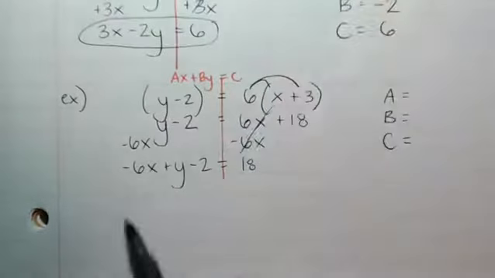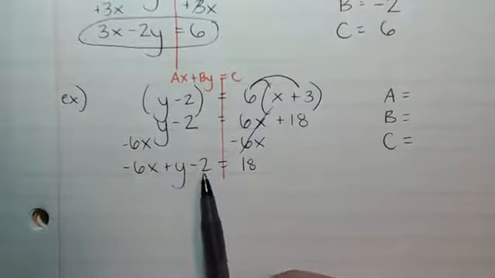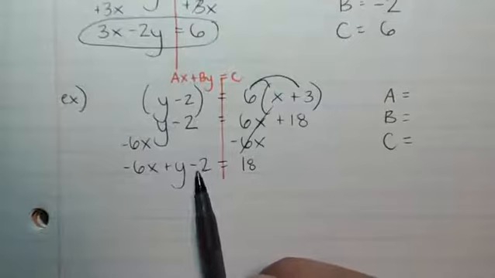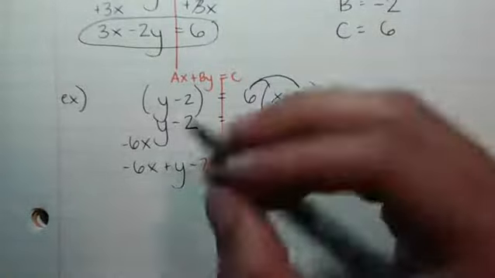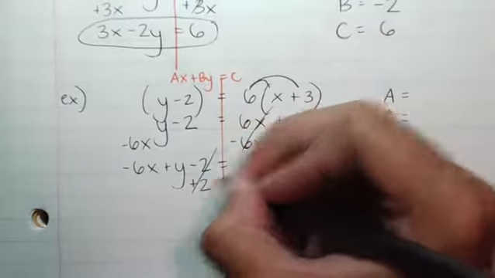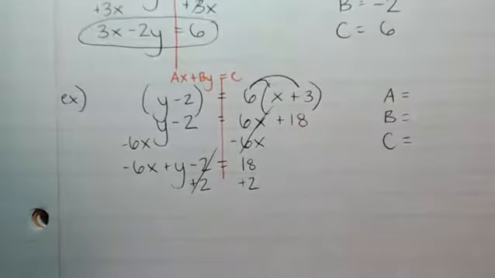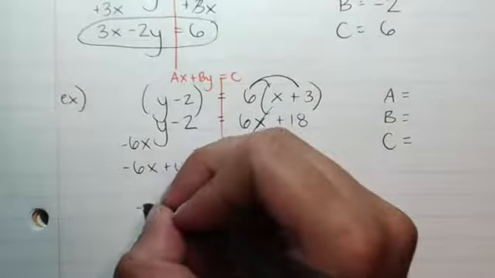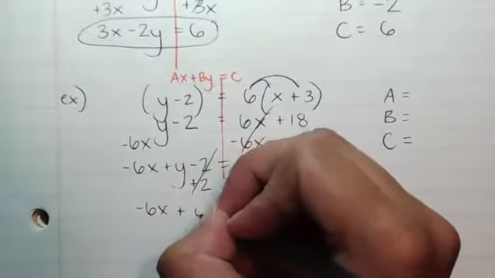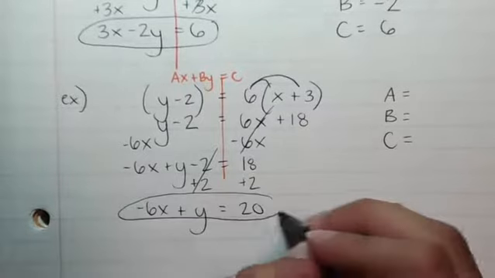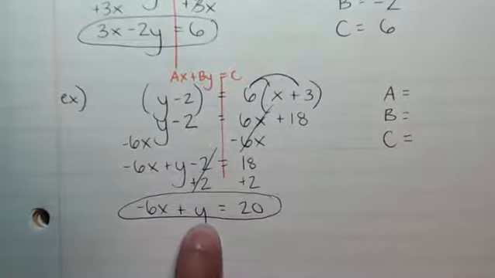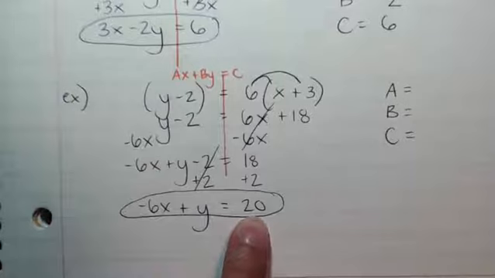So right now I have my ax plus by, but I have this negative 2. How do I get rid of that negative 2 and move it to this other side? All I have to do is add 2 to both sides, and I get my equation, negative 6x plus y is equal to 20, and that's in standard form. I have my ax plus my by is equal to c.